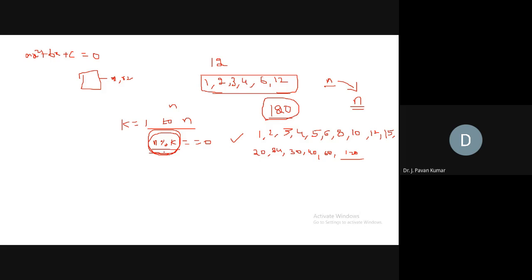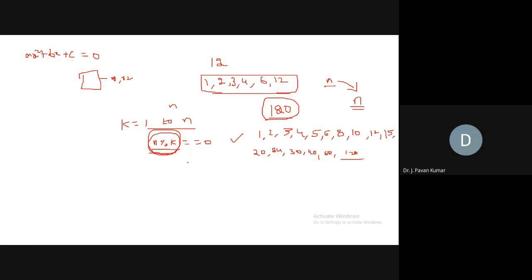Did you get the question? Consider the n value as 6. So 6 we will divide with 1, 6 we will divide with 2, then 3, 4, 5, 6. So up to 6 we will repeat. So how many times are we repeating? 6 times this division. Similarly, if the n value is 120, then how many times do we have to perform division?